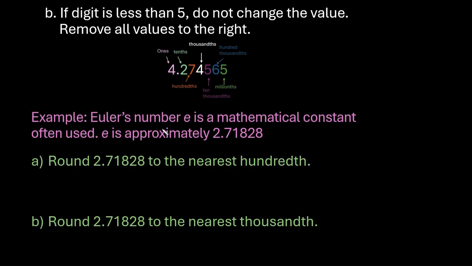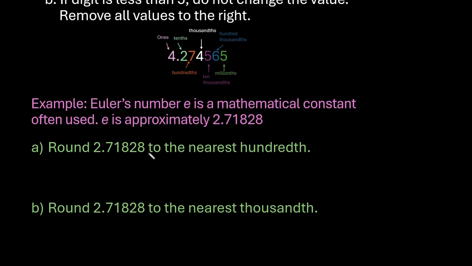Euler's number e is a mathematical constant that shows up in a lot of math classes. It is something that is approximately 2.71828. And it is a value we work with all the time, so that's why I picked this value. So we're going to round 2.71828 to the nearest hundredth.